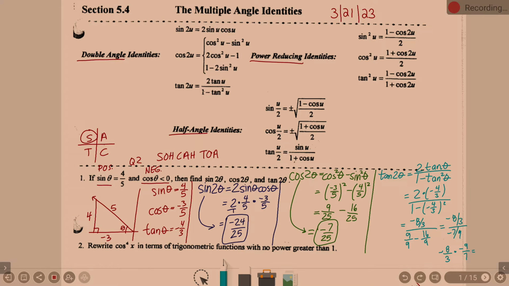72 over 21. I personally cross cancel before I get 72 over 21 because I don't want to have to reduce it. So I personally am going to say 24 over 7. Positive 24 over 7.